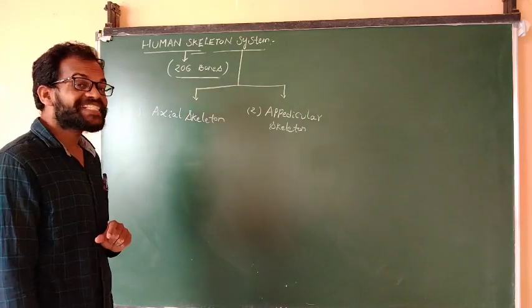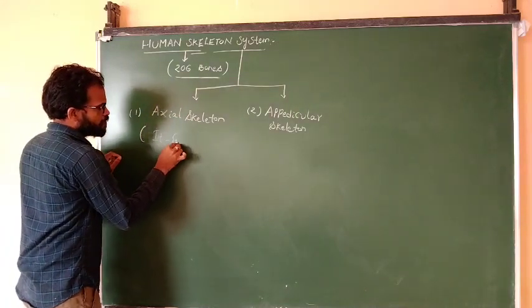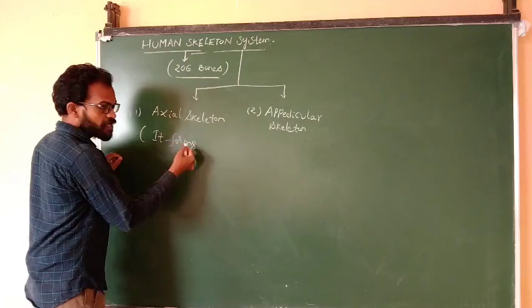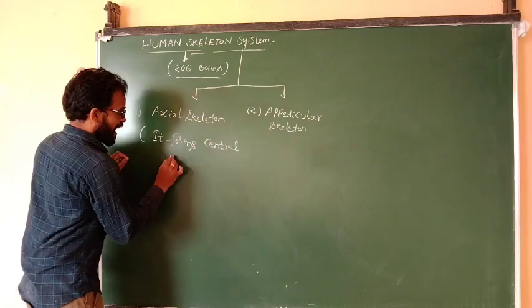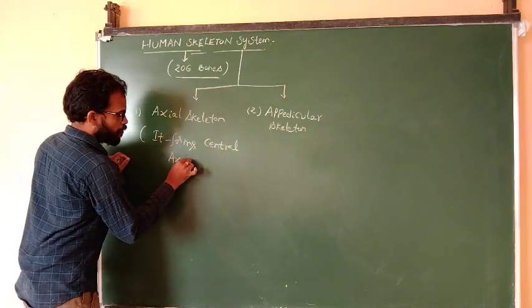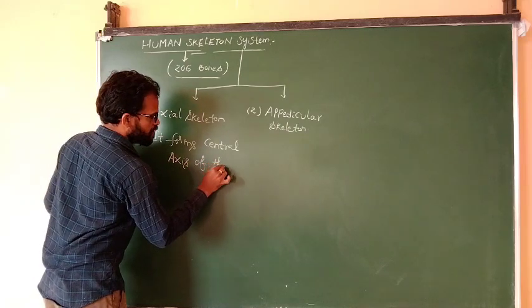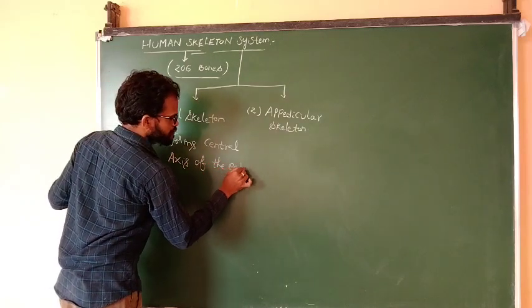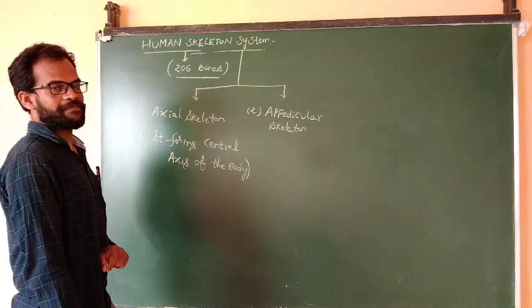The first one, axial skeleton. Axial skeleton means it forms the central axis of the body.